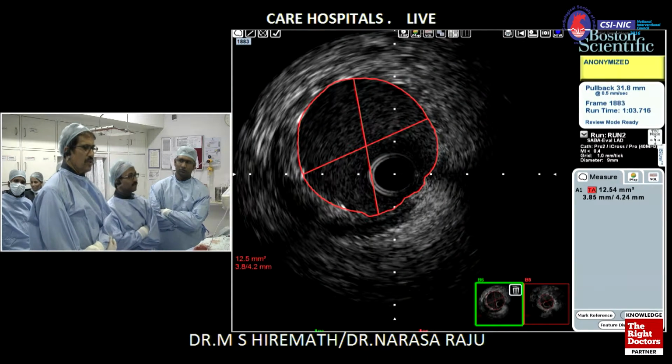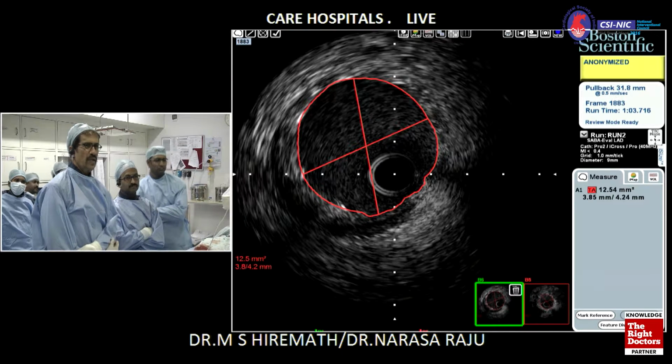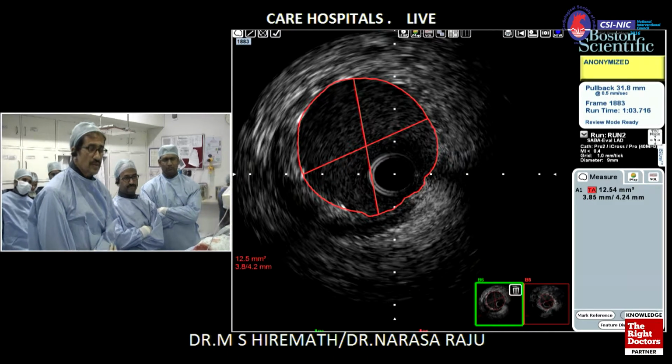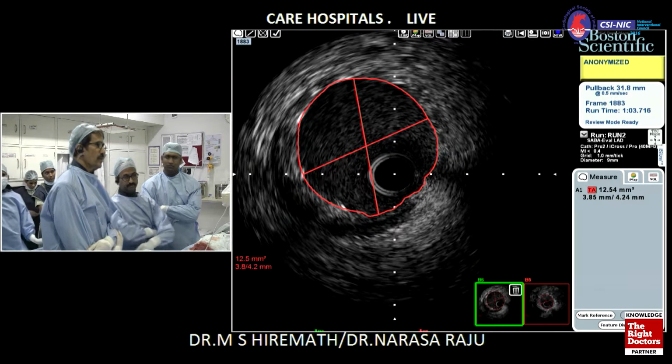We come back to cine. These are the cross-sectional areas. This is left main, which is 12.5. So we go back to the cine.